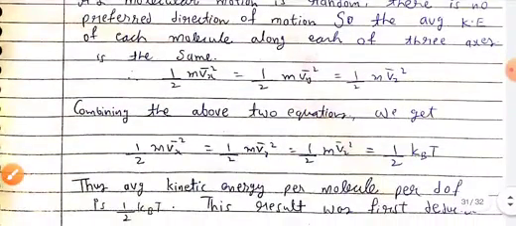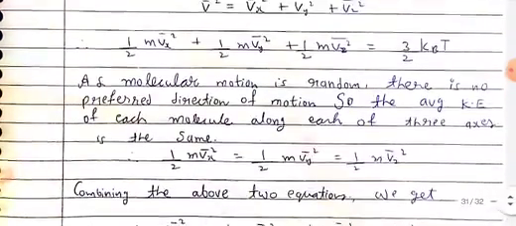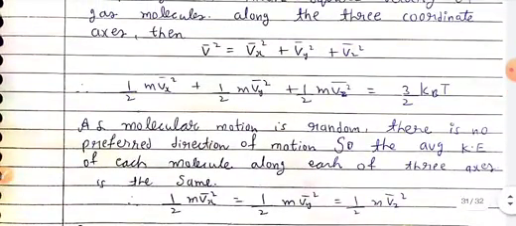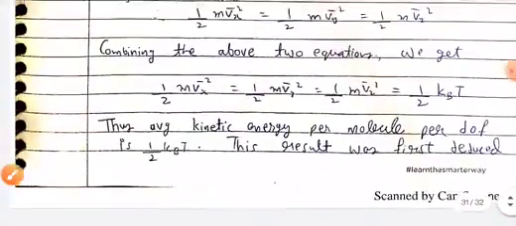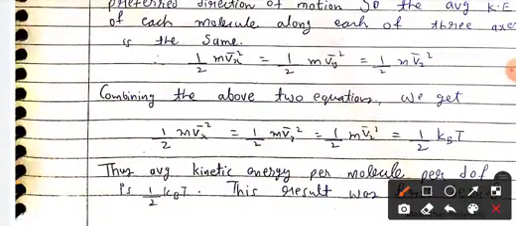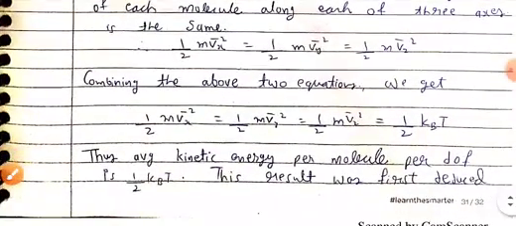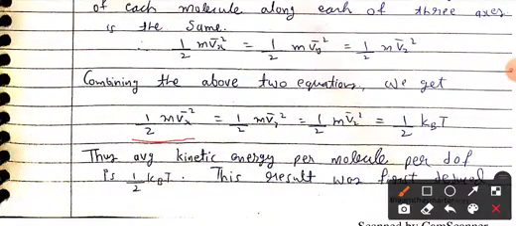Now combining the above two equations, the sum of all these three will be equal to 3/2 kBT, and all these are equal. Then we will get half of mvx² equals half of mvy² equals half of mvz², which equals half of kBT.